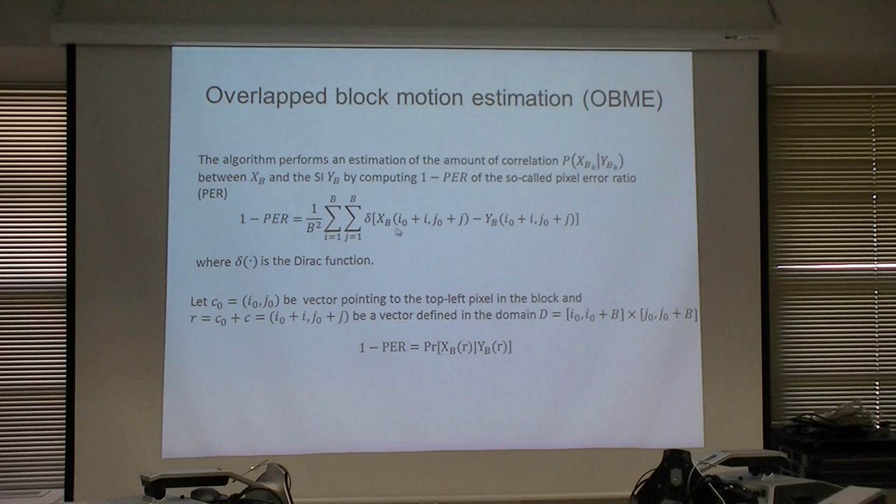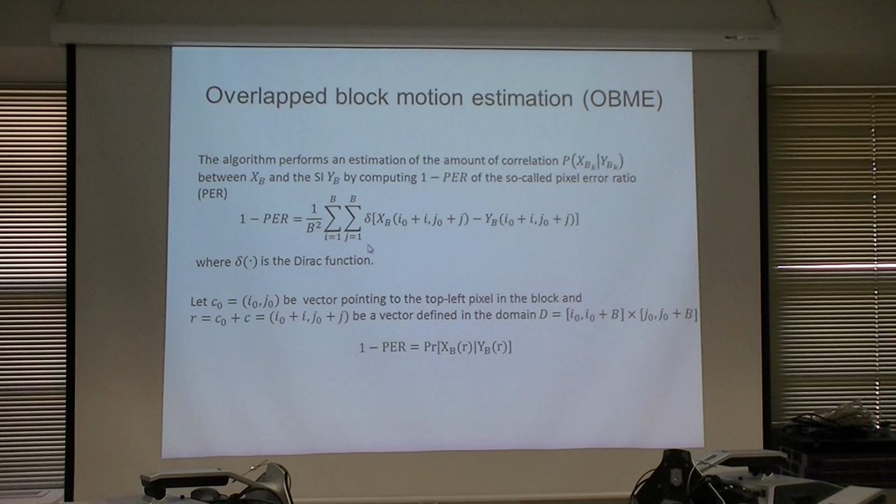Here is the delta function, and the pixels in the XB minus the co-located pixels in the YB. If they are the same, the delta function is equal to 1. So the probability of the correlation can be interpreted as the number of the same pixels in the block XB and in the block YB over the total pixels of the block.